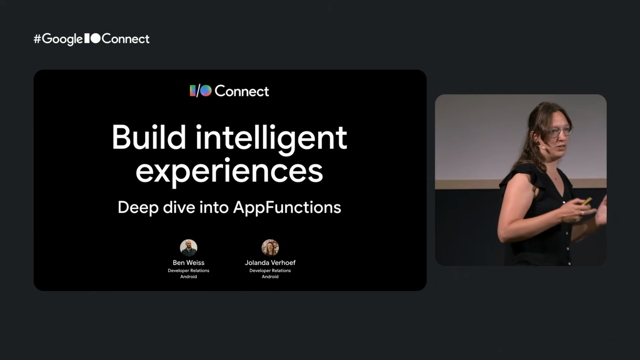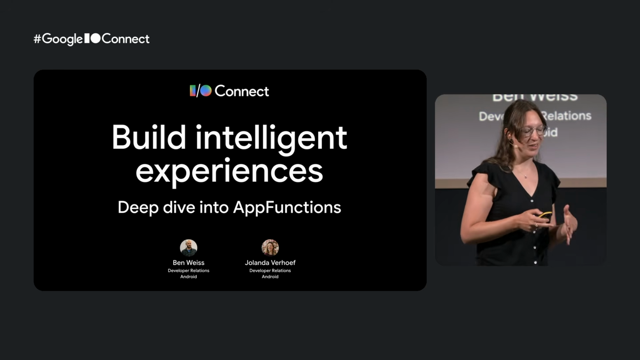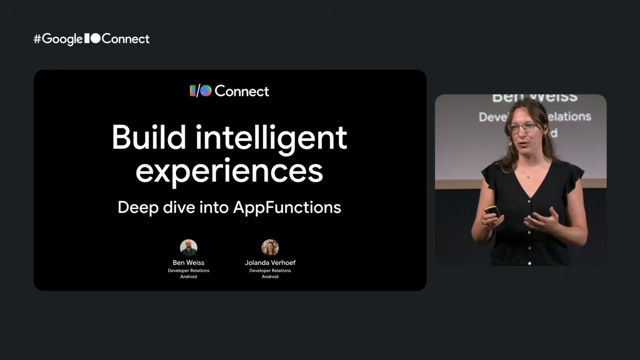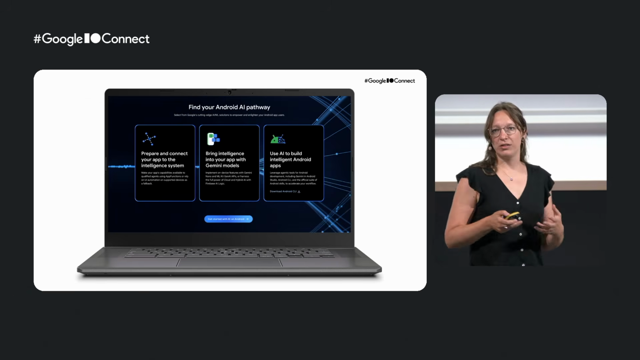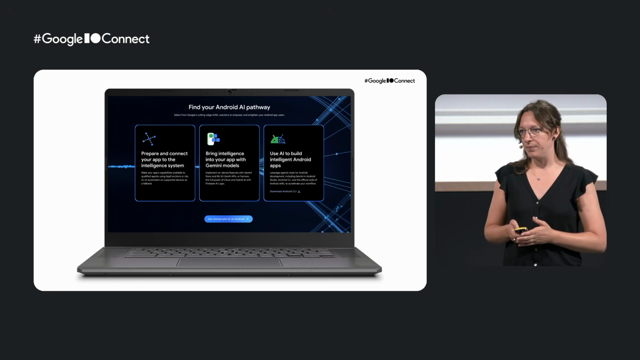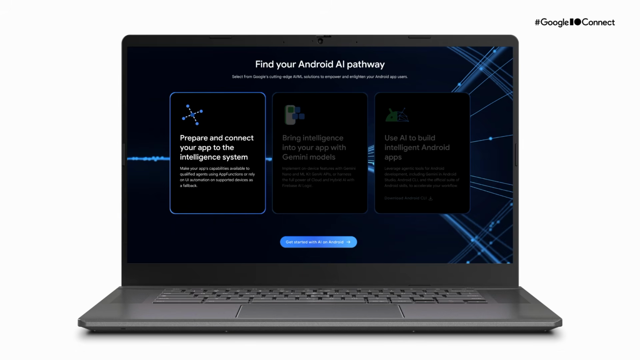Before we start our AppFunctions deep dive, I want to give you a quick look at how the Android operating system is changing, because we're making quite fundamental changes. At a top level, AI on Android consists of 3 core pillars. First of all, the Android operating system is evolving into an intelligent system, and you can expose your app's capabilities to that system.